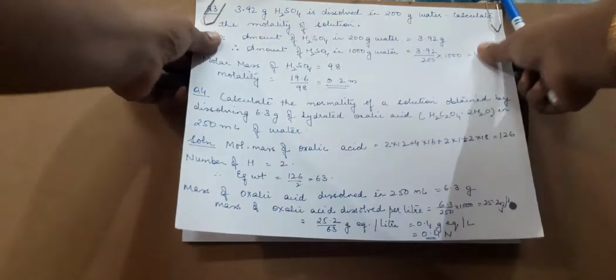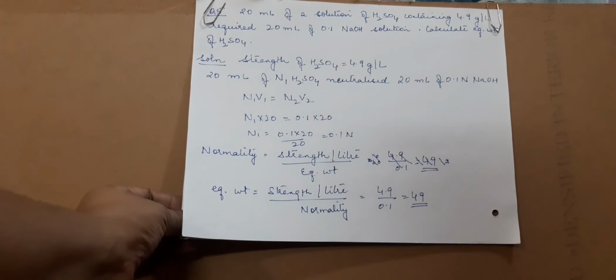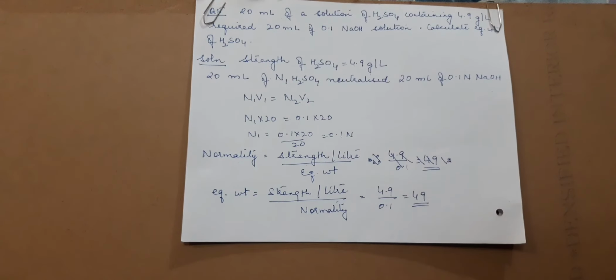Then another question. 20 ml of a solution of sulfuric acid containing 4.9 grams per liter required 20 ml of 0.1 N NaOH solution. Calculate the equivalent weight of H2SO4.